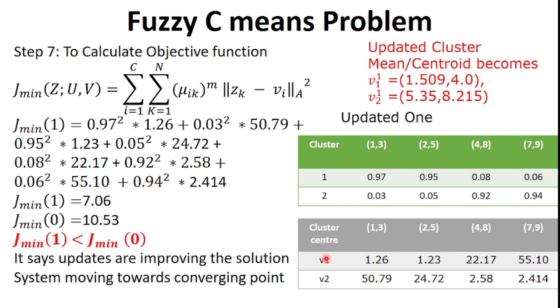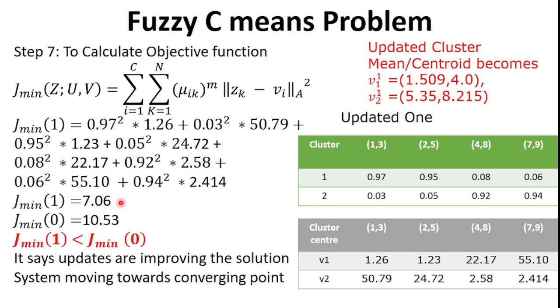If you repeat that, you will get J min of the first iteration, which is equal to, with the new membership values, 0.97 square into 1.26 plus 0.03 square into 550.79 plus 0.95 square into 1.23 plus 0.05 square into 24.72, and repeat the process till the last one. You will get J min of 1 equal to 7.06.